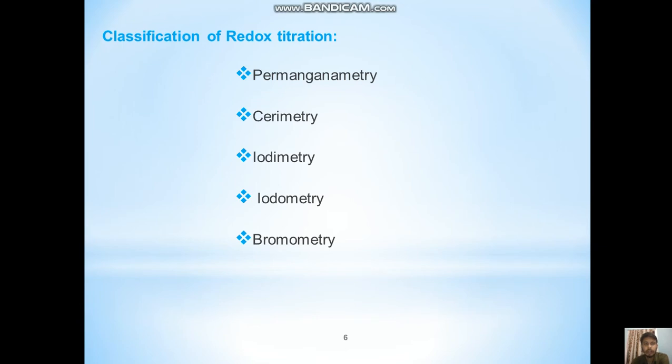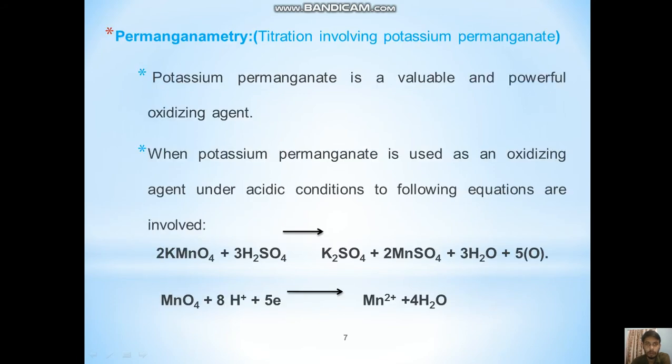So some classifications of redox titration are permanganametry, cerimetry, iodimetry, iodometry, and bromometry. These are some types of redox titration. First one we have is permanganametry, titration involving potassium permanganate. From the name, permanganametry means involving potassium permanganate.